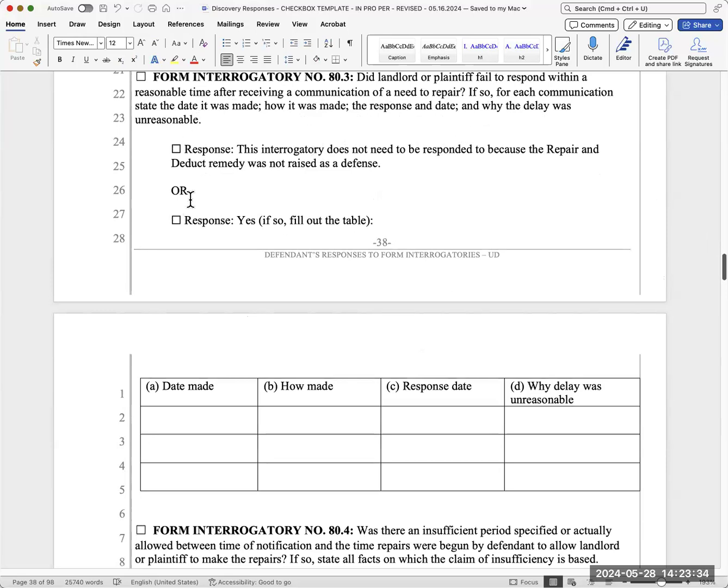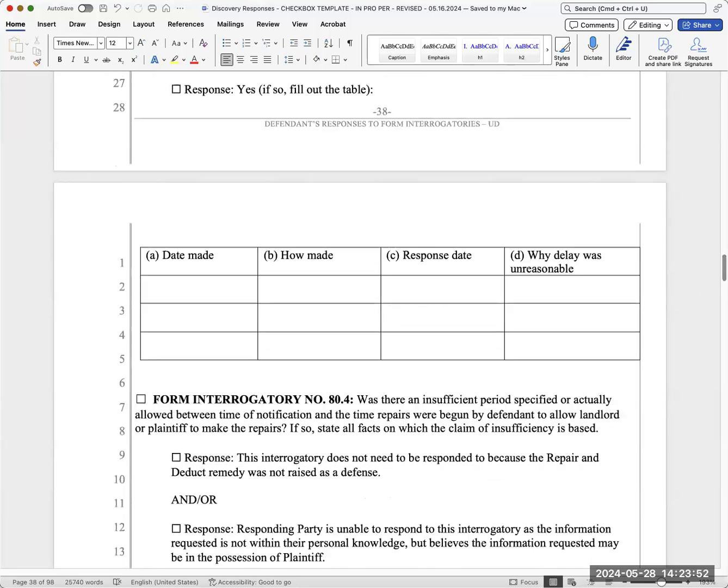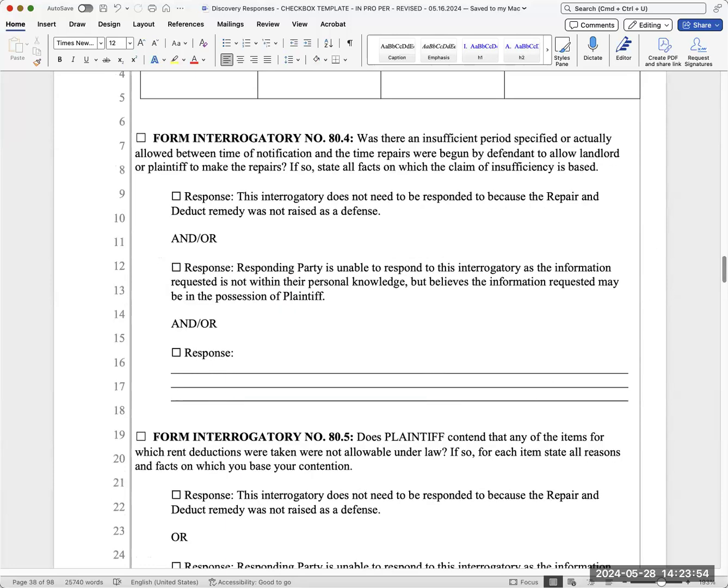And the response here is saying, to all these, this interrogatory doesn't need to be responded to because the repair and deduct remedy was not raised as a defense, meaning in your answer. If you didn't check repair and deduct remedy as a defense in your answer, you check this box. 80.4, remember, doesn't apply. You didn't check it in your answer. 80.5 doesn't apply either.